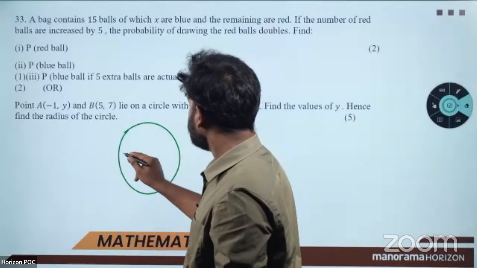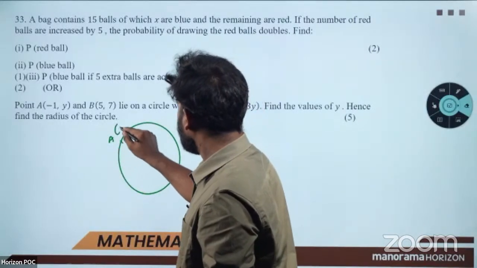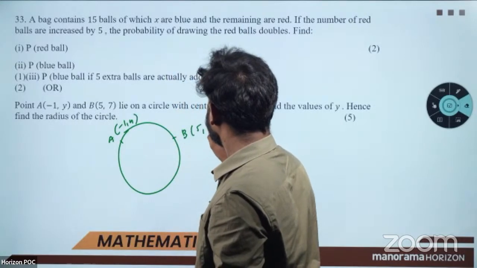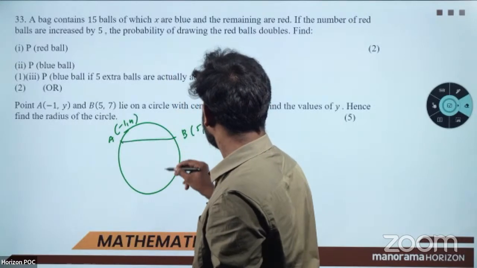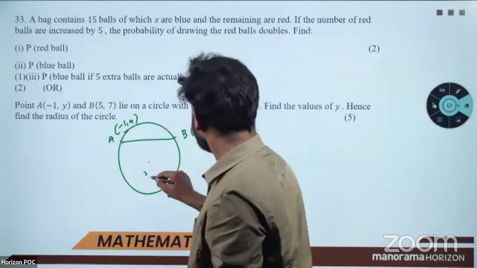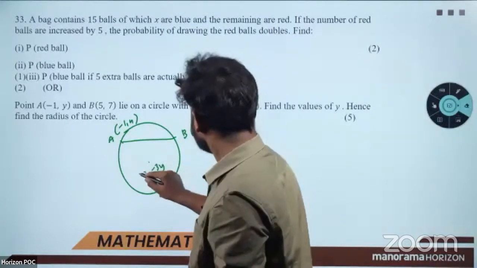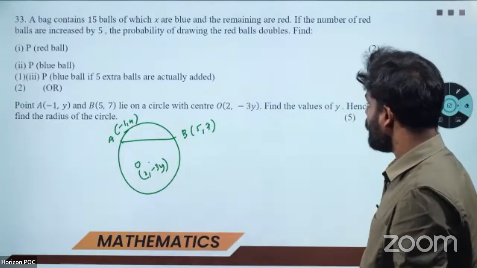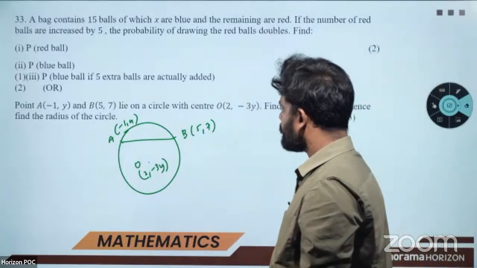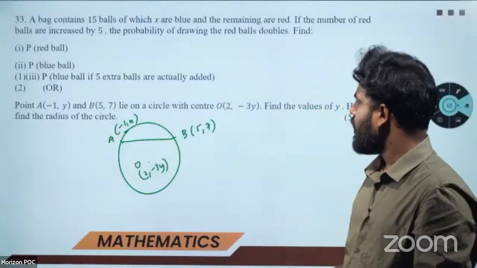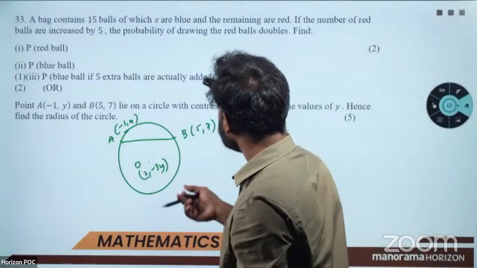So you have A(minus 1, y) and B(5, 7). The center is given as (2, minus 3y). They're asking us to find the values of y. So how can you find the values of y? What should be used here? And what is also not given, the radius is also not given.